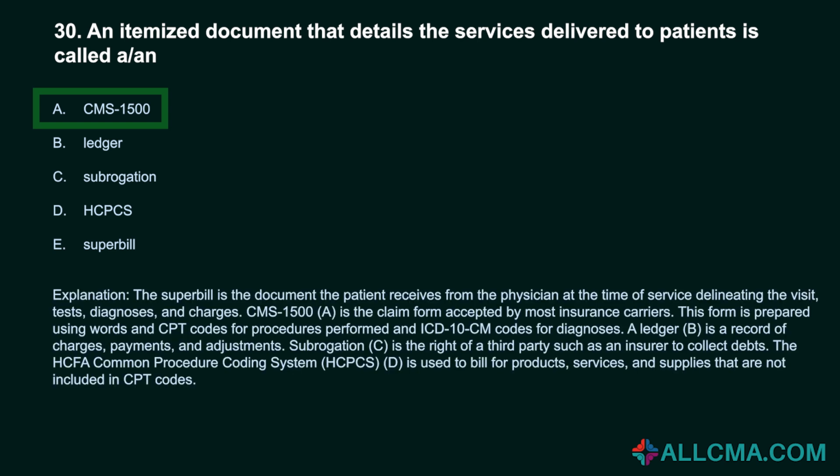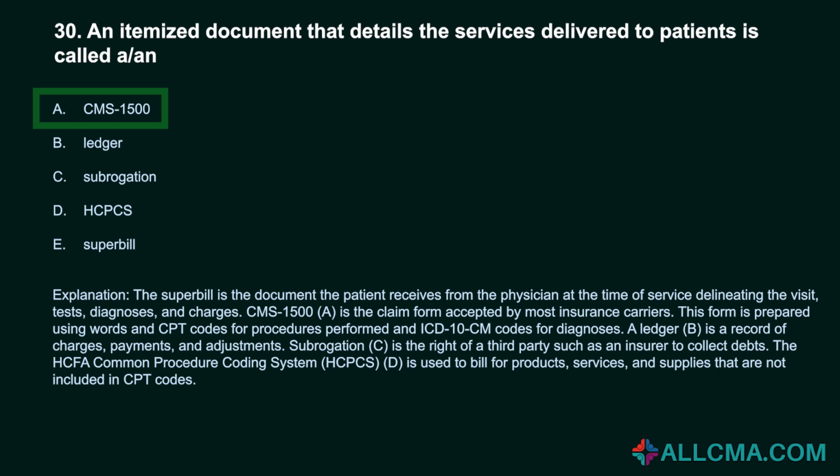The superbill is the document the patient receives from the physician at the time of service delineating the visit, tests, diagnoses, and charges. CMS 1500-A is the claim form accepted by most insurance carriers. This form is prepared using words and CPT codes for procedures performed and ICD-10 CM codes for diagnoses.